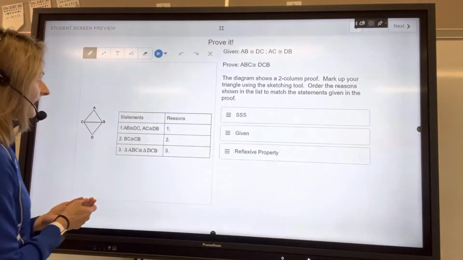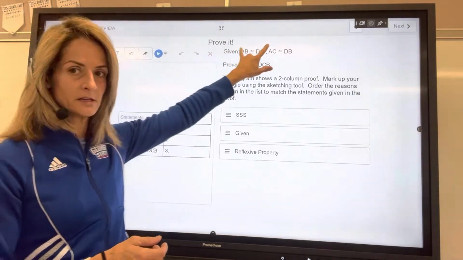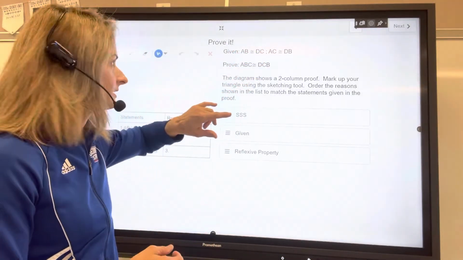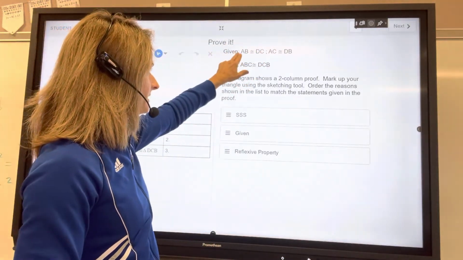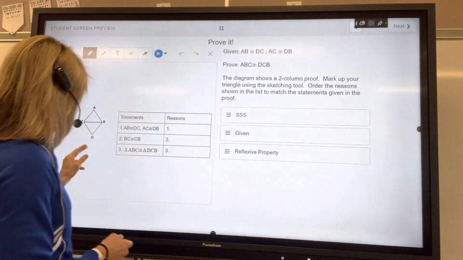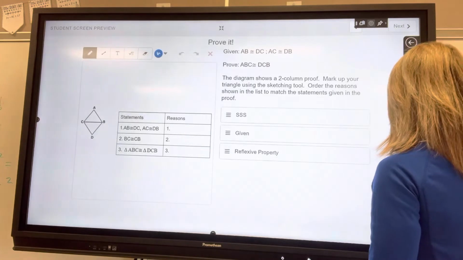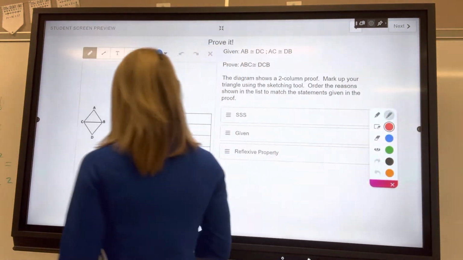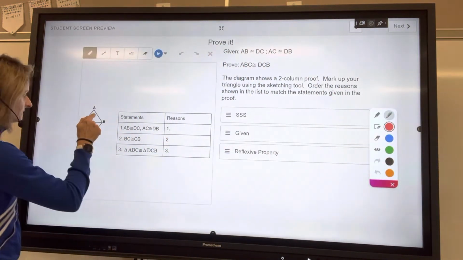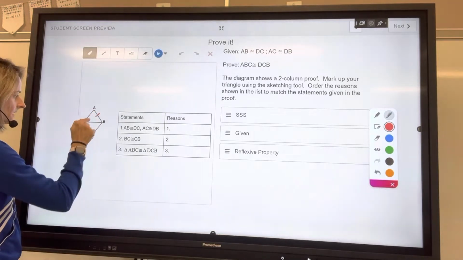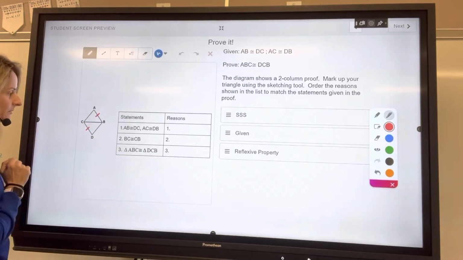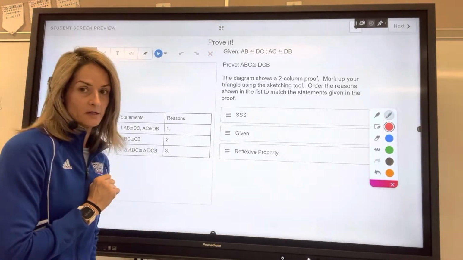So we have given statements. I know it's a little hard to see online. So we're given that AB is congruent to DC. Let's look at the diagram. We're going to take this information and put it on our diagram. AB is congruent to DC. So here's AB, and here's DC. So I'm going to put a little mark that they're the same. Put it on my diagram.